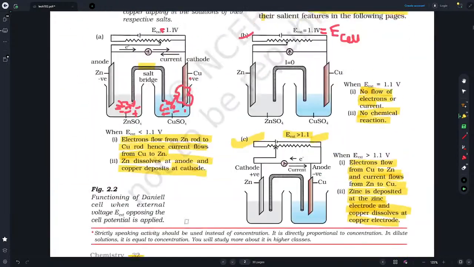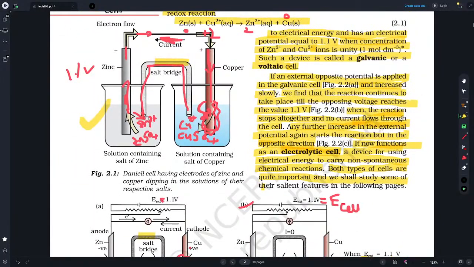Basically, as we saw here, the zinc is getting oxidized and copper is getting reduced. The potential at which this oxidation takes place is what we call electrode potential. The tendency of zinc on the electrode to get dissolved in the solution is what we call oxidation electrode potential.